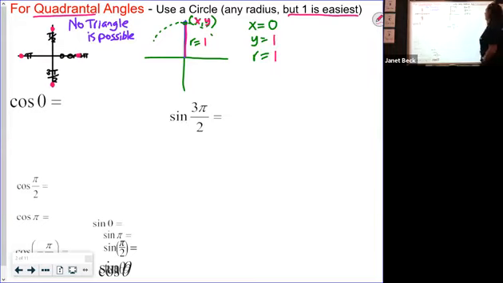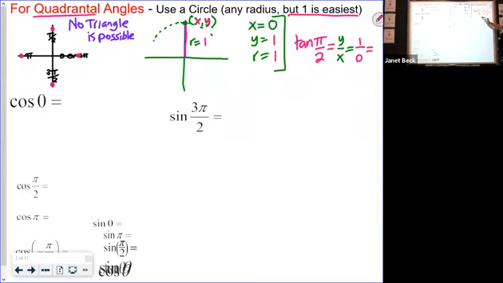So from that picture, say I wanted to find the tangent of pi by 2. Tangent is simply y divided by x. From this information, my y would be 1, my x would be 0. Ooh, that would give me undefined. You can't divide by 0. The tangent of pi by 2 is undefined. It doesn't exist.